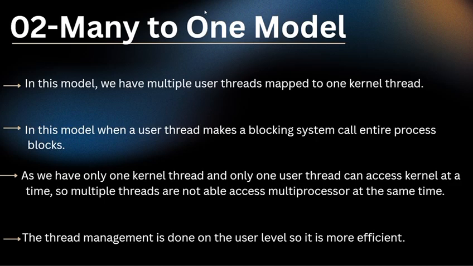I'm Janani. I'm going to say about the many-to-one model. In this model, many user-level threads are mapped on a single kernel thread. Thread management is handled by the thread library in the user space, and the kernel is unaware of the presence of multiple threads. The thread library schedules threads in the user space. When one user thread makes a system call, the entire process blocks. Since only one kernel thread exists, true parallelism on the multiprocessor system is not possible.